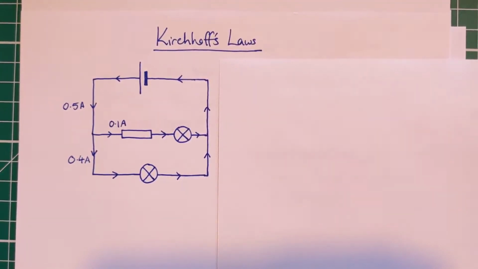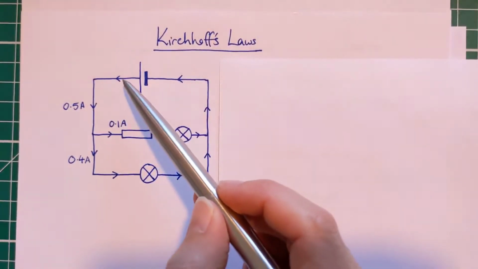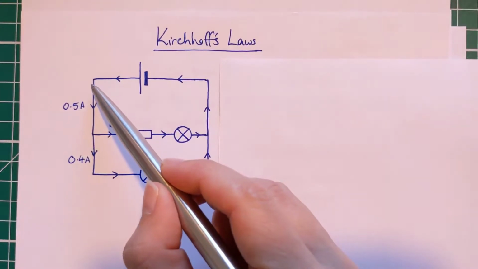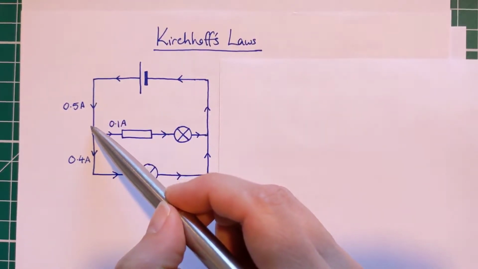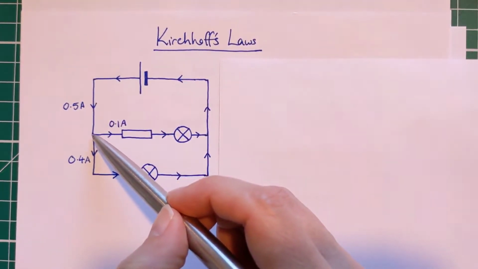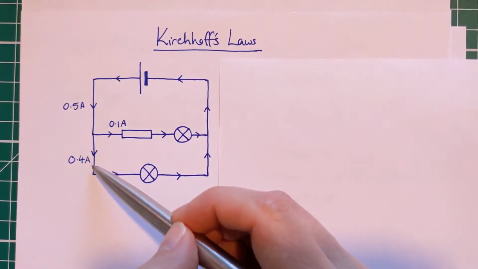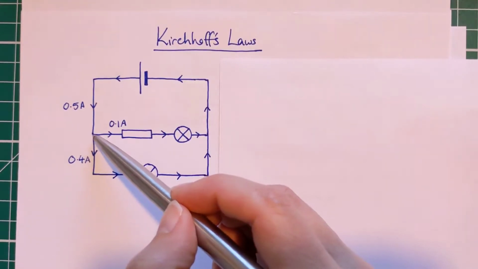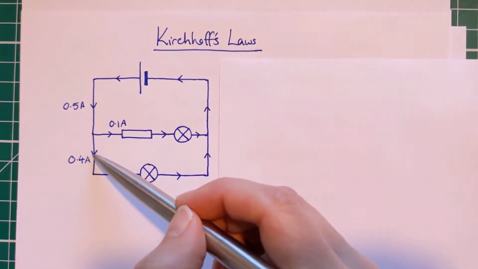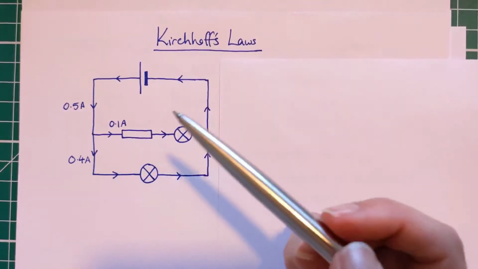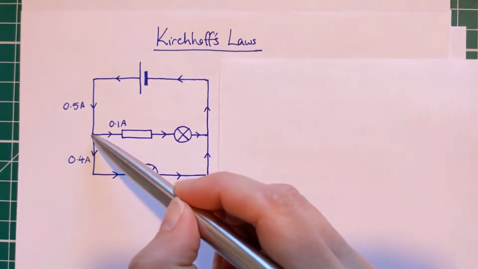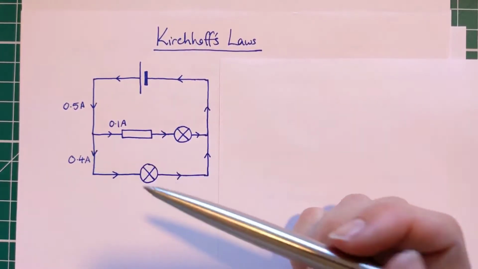Fourth up today is Kirchhoff's laws, and starting with current, we've got arrows on this circuit to show the direction the current's flowing. So if we look at the current flowing down here, when it gets to this junction, some of it flows this way and some of it flows that way. Now we've got 0.5 amps coming up to the junction, and then 0.1 amps goes that way and 0.4 amps goes that way. This demonstrates Kirchhoff's first law, which tells us that the total current coming into a junction must equal the total current coming out.